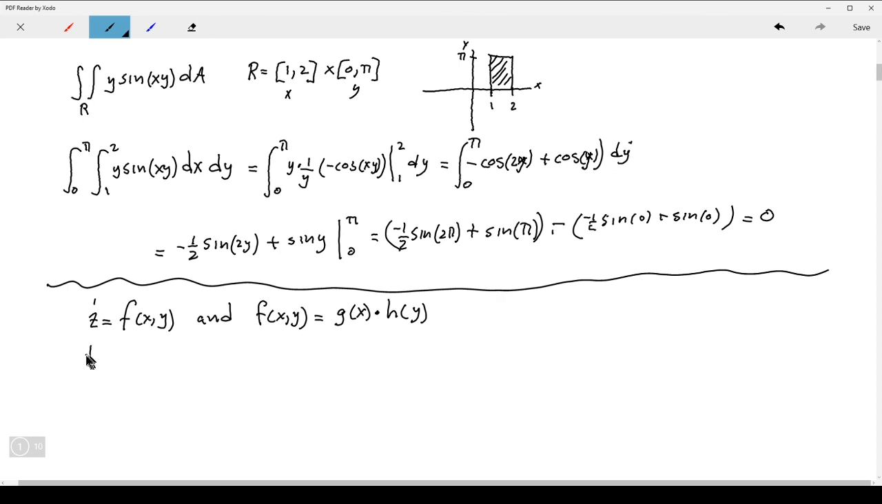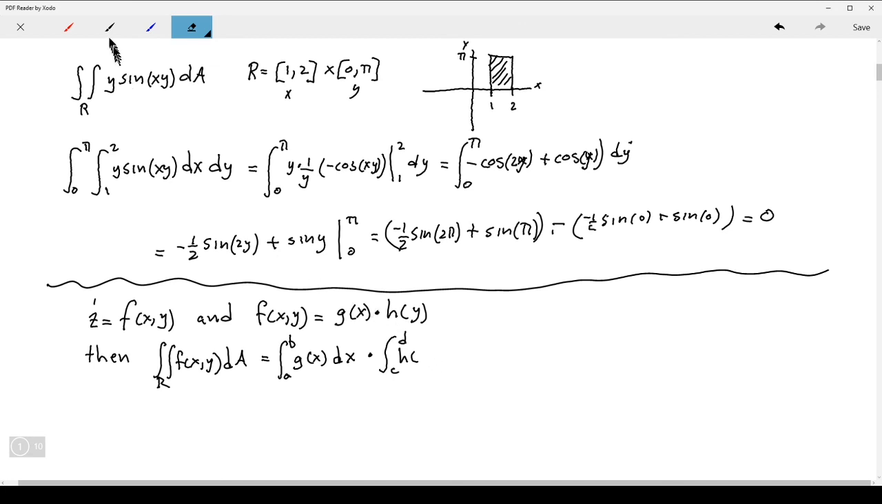Then when we look at the double integral over a region of f of xy dA, we can break that up this way: the antiderivative from a to b of g of x dx times the antiderivative from c to d of h of y dy.